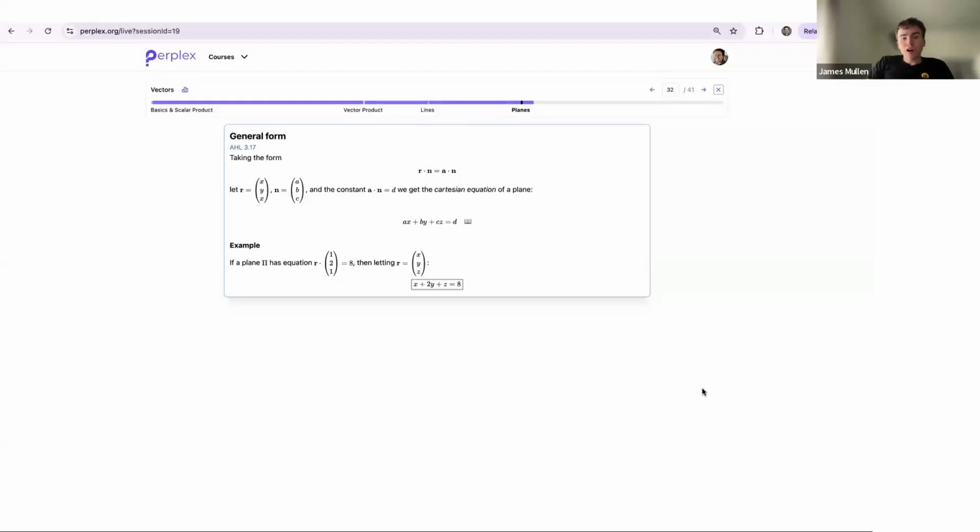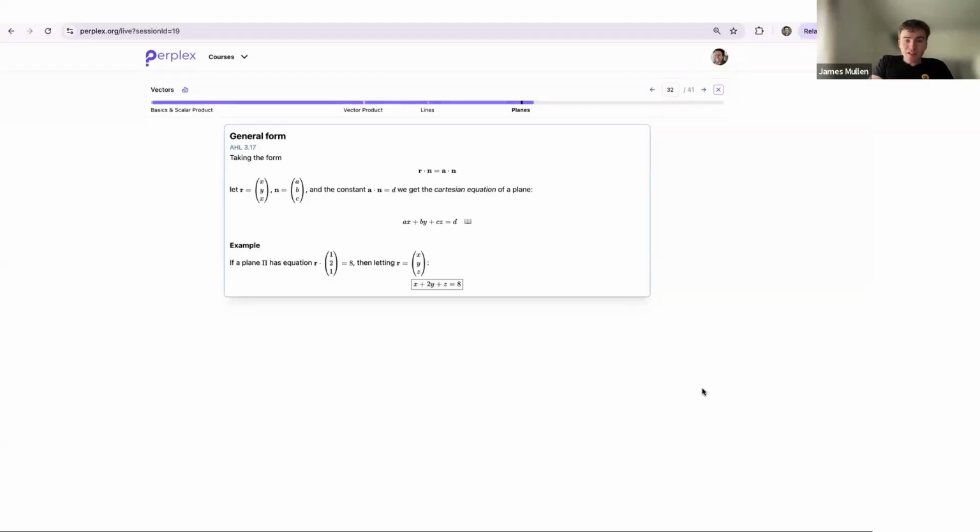And it's a form that you're going to see a lot on the IB, and it's a very clean form for representing planes. So if a plane has an equation r dot (1, 2, 1) is equal to 8, again, the example from the previous slide, then if I let r be equal to x, y, z, then I get x plus 2y plus z is equal to 8. And that is going to be the general or Cartesian equation for the plane.